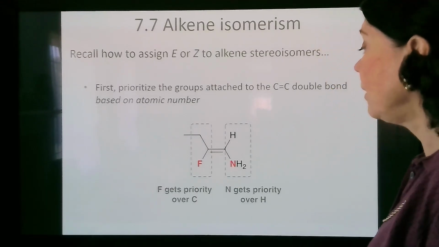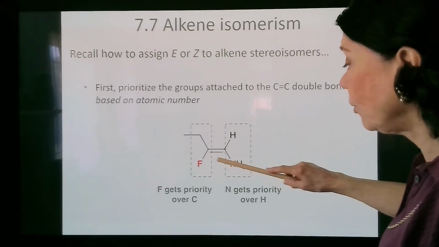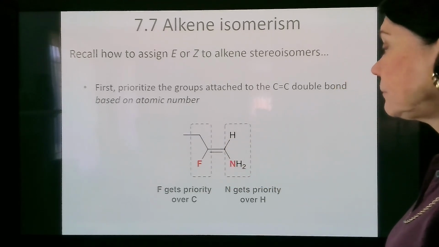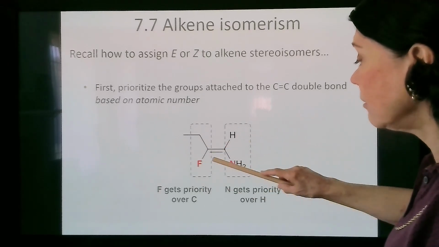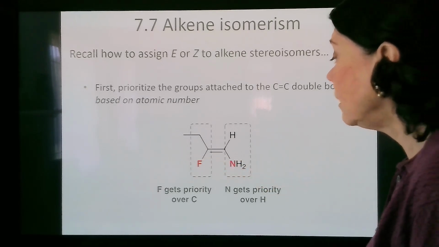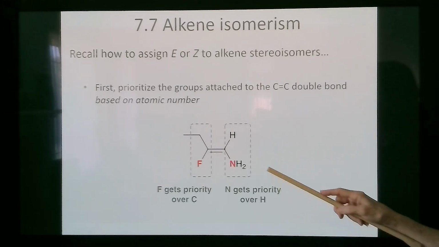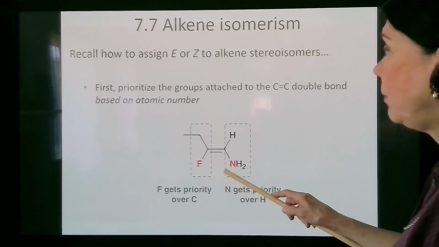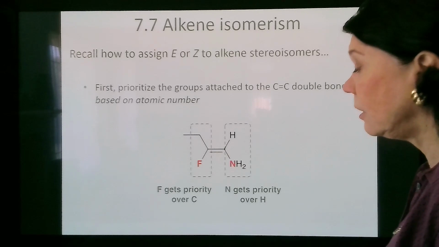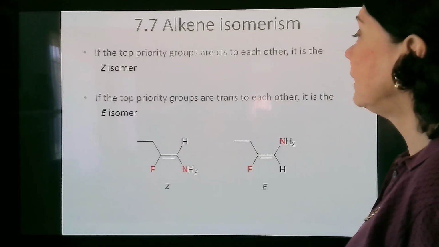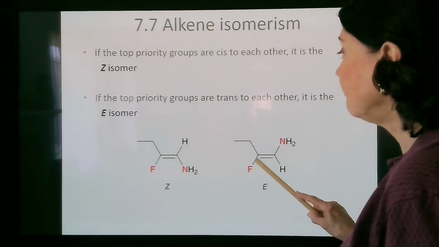We've had this. Remember that what you do is you look at one end and you look at the other end. You see where the higher priority groups are. Fluorine has a higher priority than carbon. Nitrogen has a higher priority than hydrogen. The two higher priority groups are on the same side of the molecule. So this is zusammen. So this is going to be Z. And notice how they are indeed close. That's why the word zusammen was selected by Germans. So this is Z, this one is E, entgegen for across.